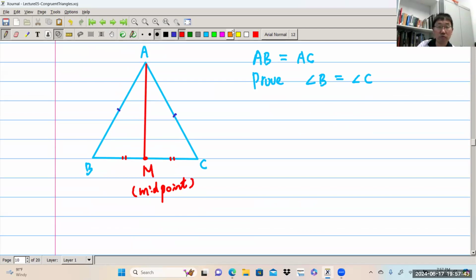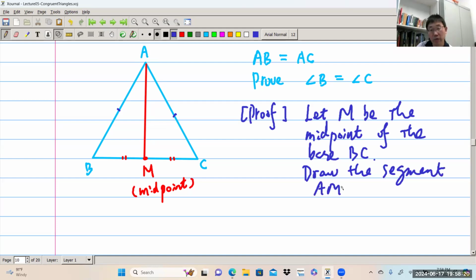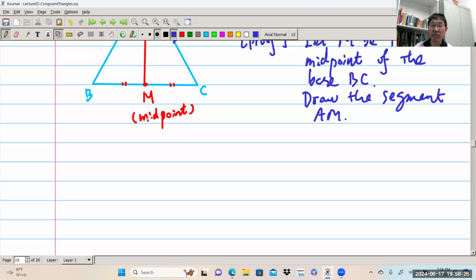Okay, so here is the proof. So first of all, let M be the midpoint of the base BC. Then what we're going to do? We draw the segment AM. Okay, draw the segment AM. So we have this diagram. I already did that on that diagram. Now you can construct a two-column proof.